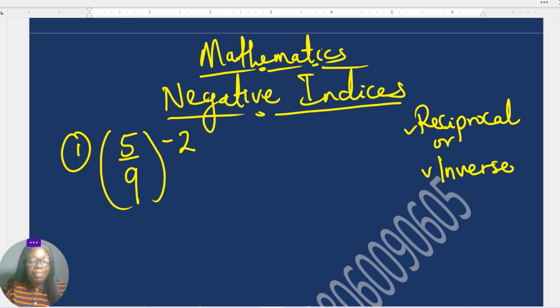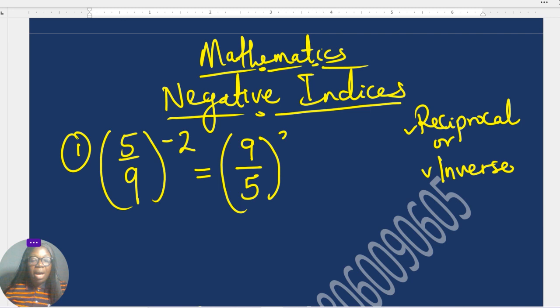The number that has the power, you turn it upside down, then you get rid of the negative sign in the index. So 5/9 will be rewritten as 9/5 all raised to power 2. It will no longer be minus 2. We have been able to get rid of the negative sign by turning the fraction upside down. Turning it upside down is what we know as reciprocal or inverse.